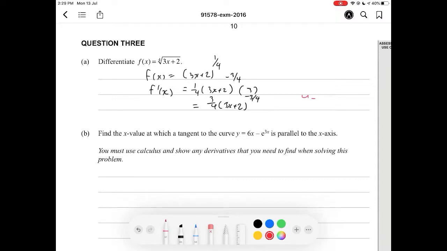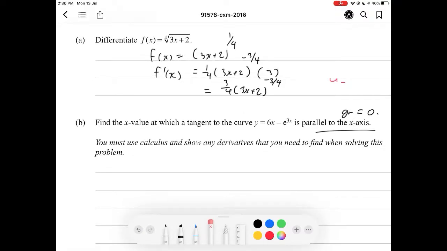Question B: find the x value at which a tangent to the curve y equals 6x minus e to the power of 3x is parallel to the x-axis. When the question tells you parallel to the x-axis, you can draw a picture in your head, and you can automatically see that if it's parallel to the x-axis, then the gradient has to equal 0.